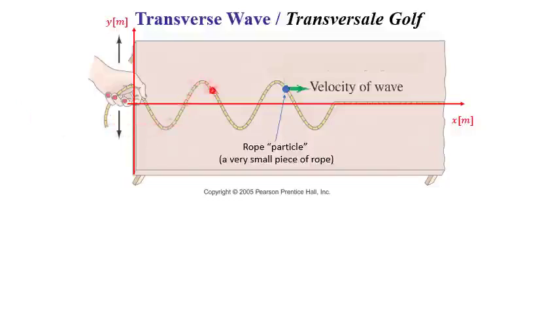So these pulses over here, the sequence of pulses, we call the wave or the wave pattern. It's moving to the right. The wave is moving to the right, but the rope is moving up and down. And the name we give to a wave where the direction of motion of the wave is perpendicular to the movement of the particles, we call that a transverse wave.